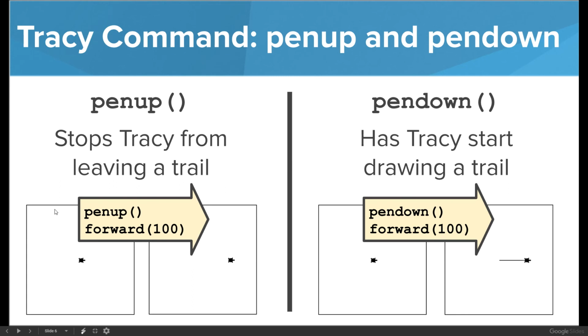These are two new commands: pen up, pen down. Pen up, think of it as the pen is coming up off the paper. Pen down, think of it as you're putting the pen down on the paper so that it actually will draw a line and leave a line behind Tracy as she's drawing it. Any questions on these new commands so far?